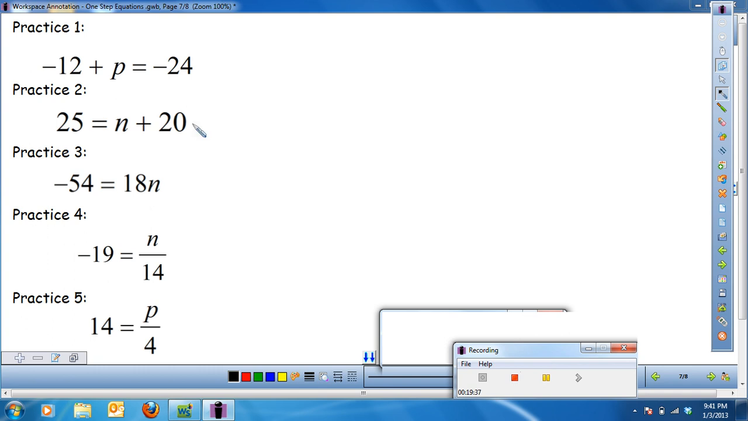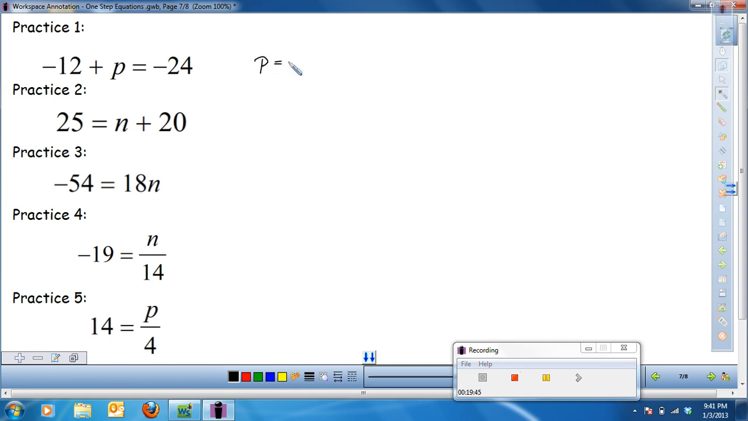Alright, for this first one, you should have gotten that P equals -12. Remember to undo this -12, we should have added 12 to both sides. On this next one, you should have gotten that n was positive 5. Remember, to undo plus 20, we should have minus 20 on both sides. Practice 3, you should have gotten that n was negative 3. Remember that in between 18 and n is multiplication, so to undo multiplication, we should have divided by 18.